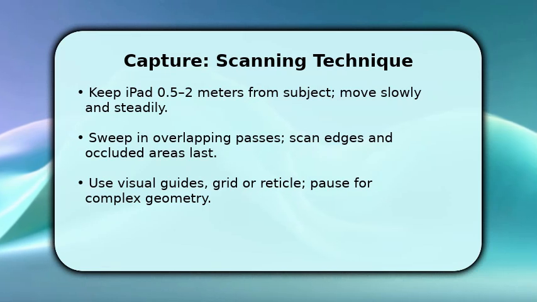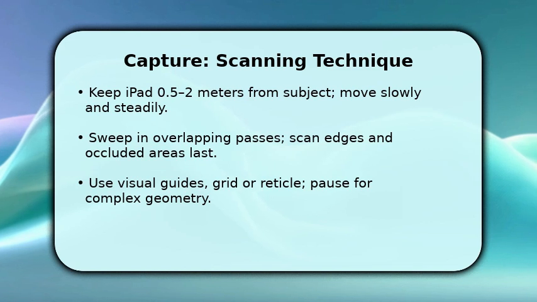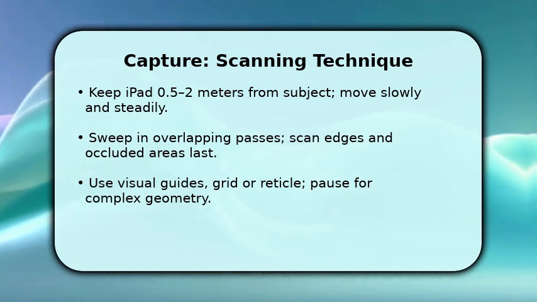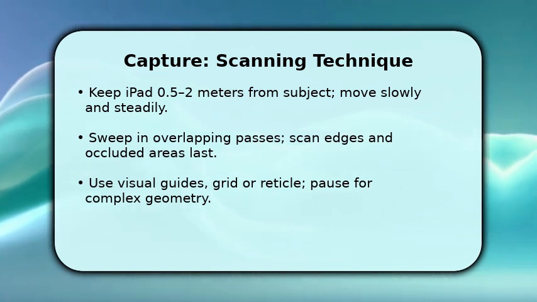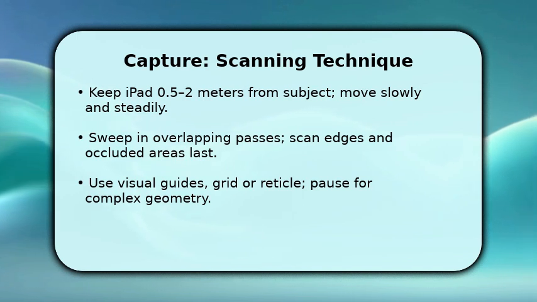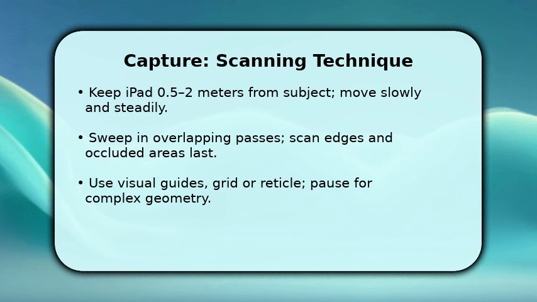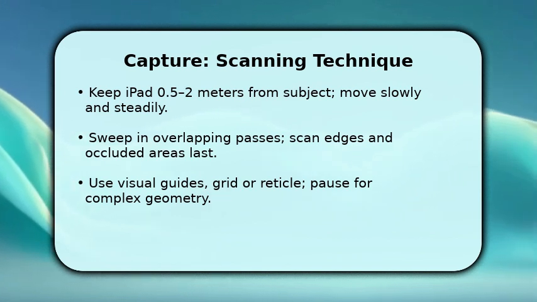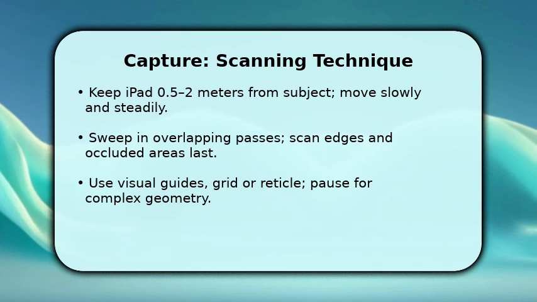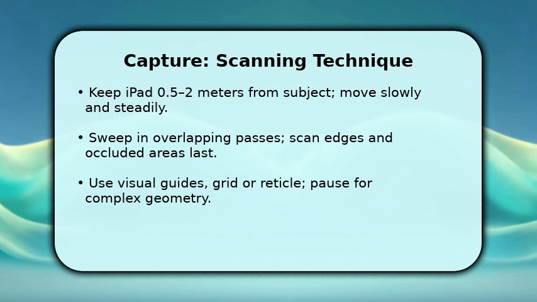You now perform the core scan. Hold the iPad 5 to 2 meters from the subject and sweep slowly in overlapping passes so the Lidar builds consistent depth maps. Once done with broad sweeps, move closer to capture edges and occlusions. These are where errors happen. Make sure to pause briefly on complex geometry so the sensor refines points, then continue. This method balances range and detail, producing accurate meshes and depth textures for measurement or 3D export.